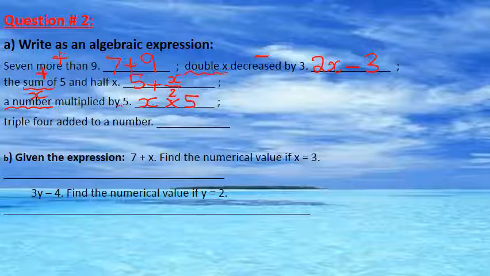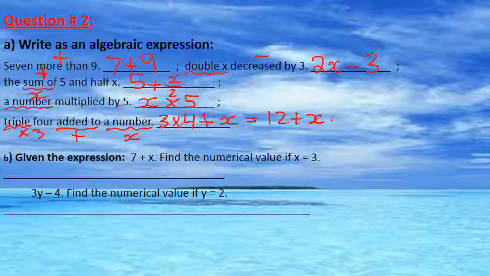Triple 4 added to a number. Triple, so we should multiply 4 by 3. So we write 3 times 4. Added refers to a plus, so we write plus. A number is an unknown. Let's write it x, so it is x. Now 3 times 4 is 12 plus x. This is the algebraic expression.